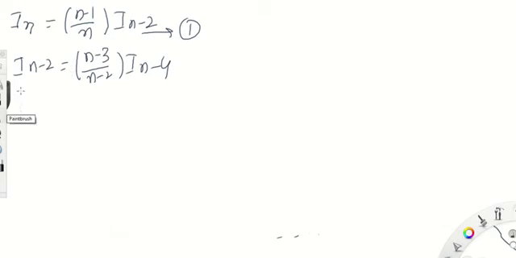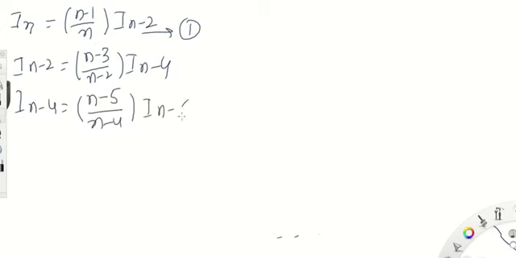Similarly, we can replace n by n-4 in the above formula. This is I_{n-4} = (n-5)/(n-4) × I_{n-6}. We can continue this procedure. Finally, depending upon whether n is even or n is odd, we get a solution. I want to summarize the result like this.